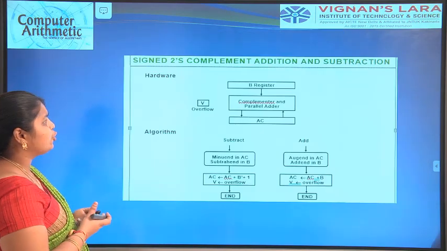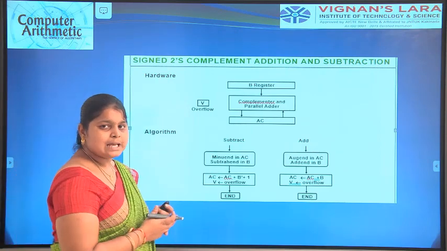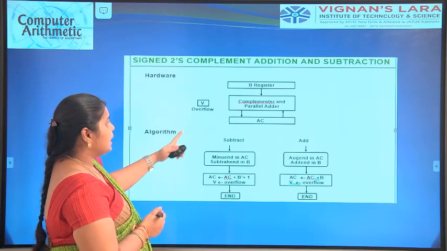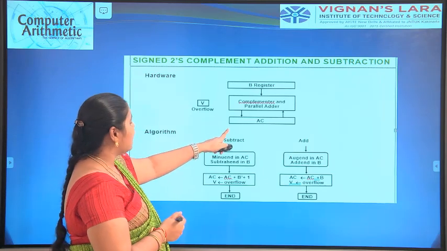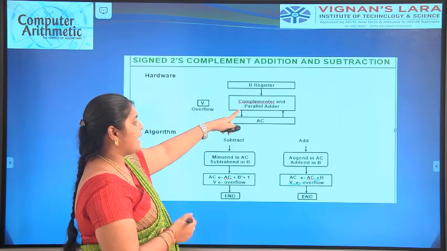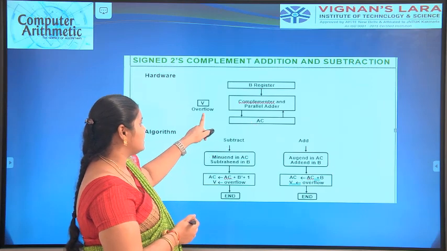Okay, this is the signed two's complement addition and subtraction. Complements are used for the subtraction operations. This is the hardware and it is the algorithm. In the previous diagram we see this hardware implementation: the B register, complementer and parallel adder. AC is also one type of register.